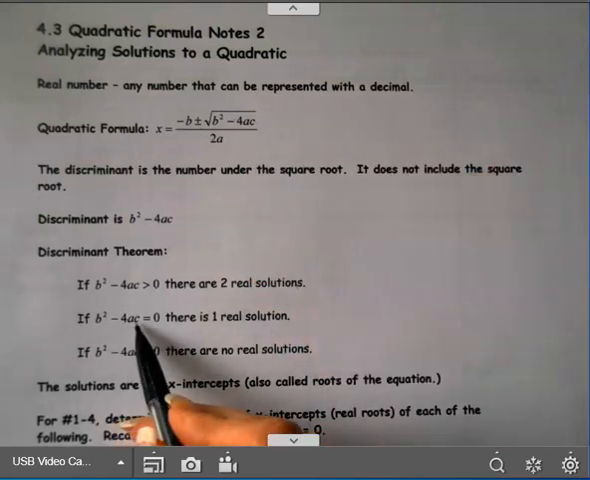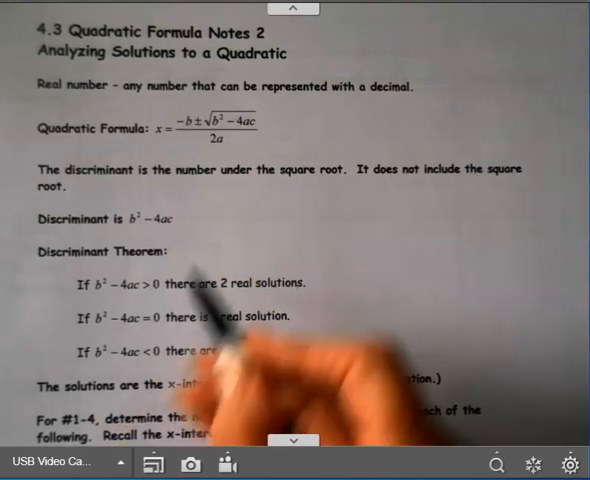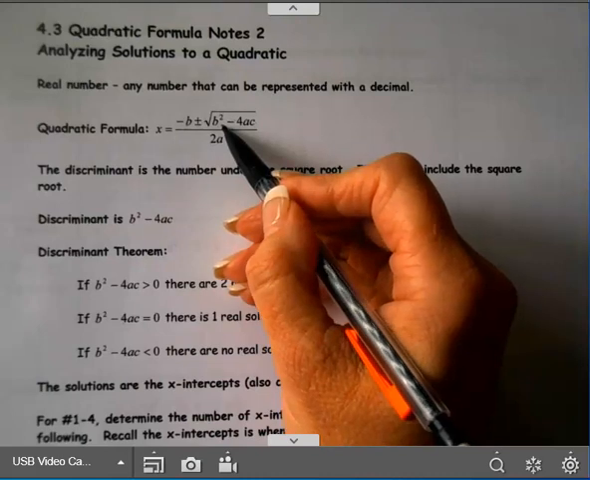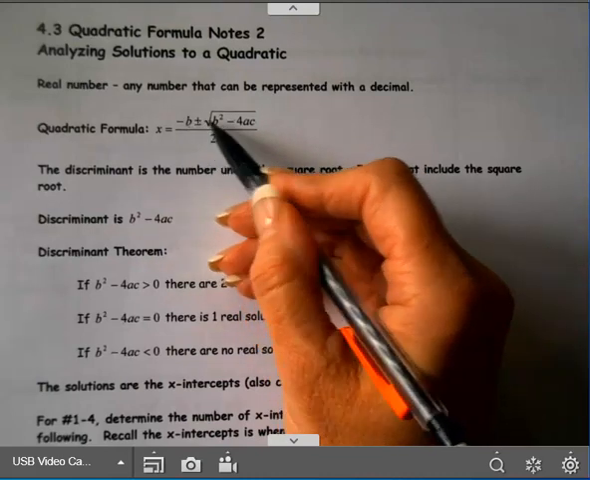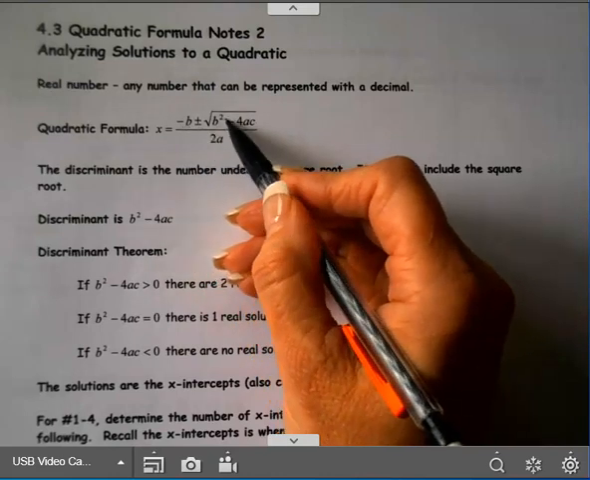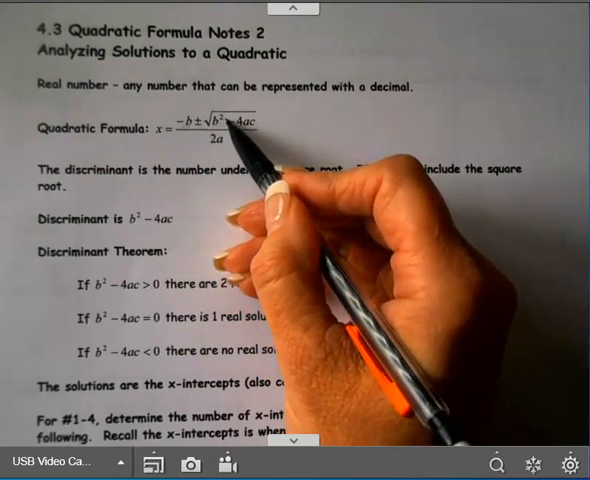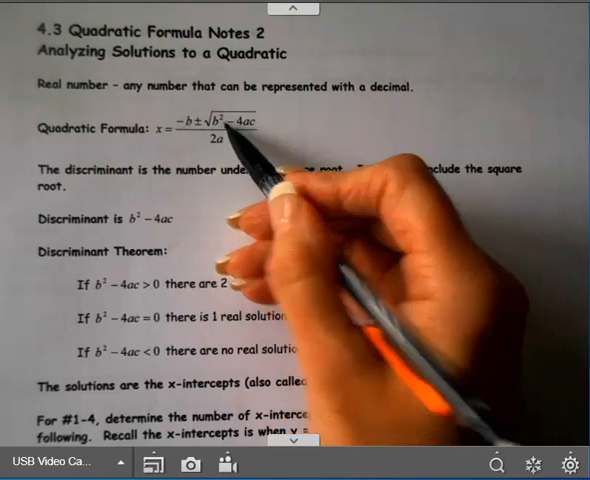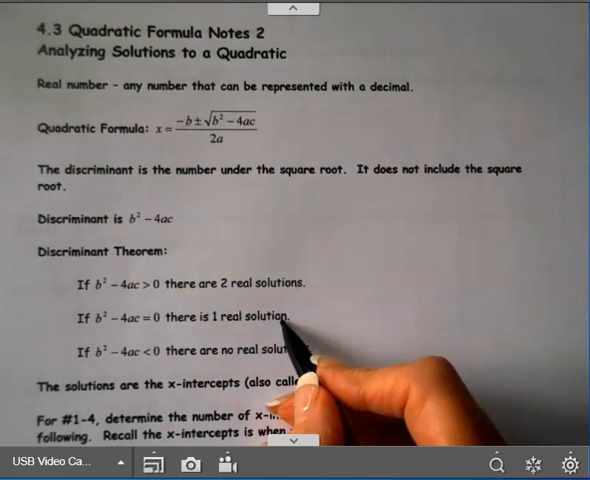If your discriminant is equal to 0, the square root of 0 is 0. So negative b plus 0 is negative b. Negative b minus 0 is also negative b. So you get the same solution. So there's only one real solution.